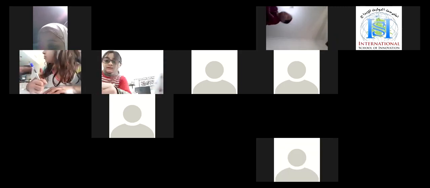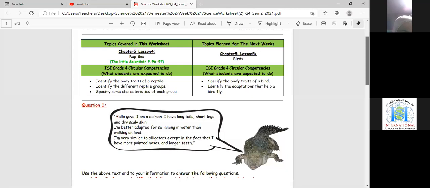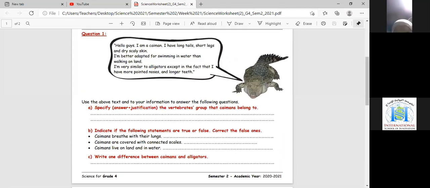Any questions about amphibians? No, it's easy. It's easier than any lesson we've taken so far. Okay, great. Let's start solving the reptiles worksheet now. Yes, this one is easy. I do it. Great job.